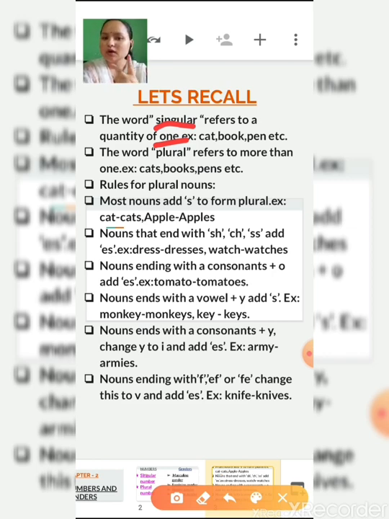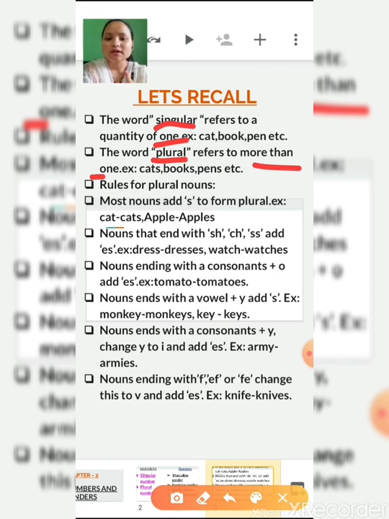Example, one cat, one book, one pen, etc. Whereas the word plural refers to more than one. Example can be two cats, three cats, four books, four pens, etc. But it should be more than one. Now, children, I have told you there are some rules for changing from singular to plural nouns. In every noun you cannot simply put s at the end and it will become plural. No, there are some rules, right?